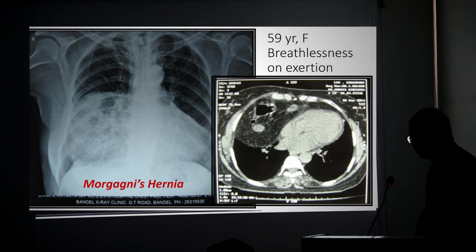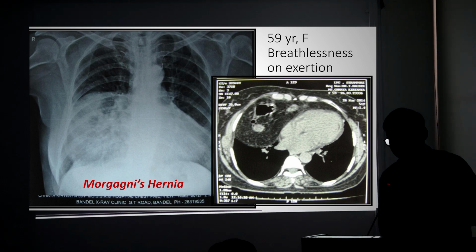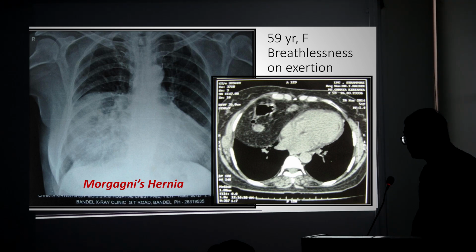This is a 59-year-old female who came with breathlessness on exertion. That's it. Vitals stable, nothing at all. What is the diagnosis? And what can you make out?